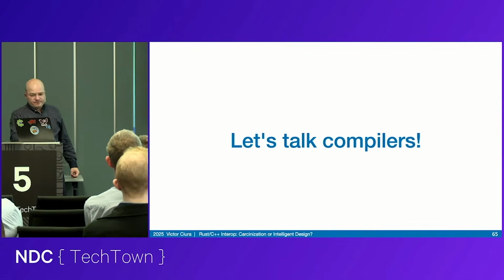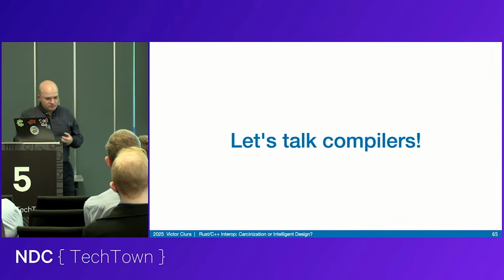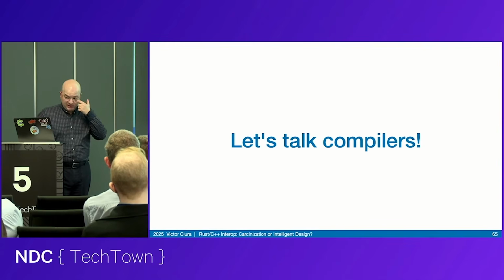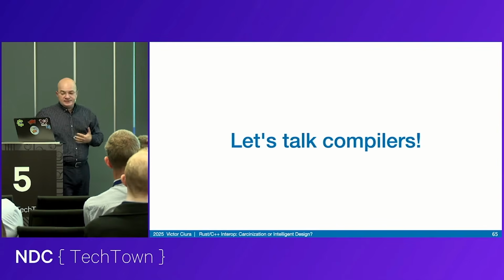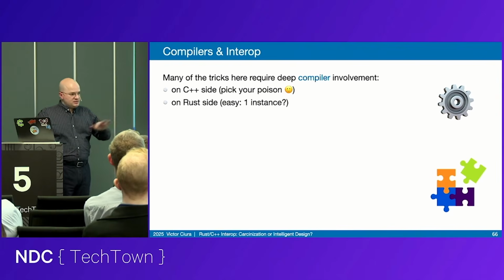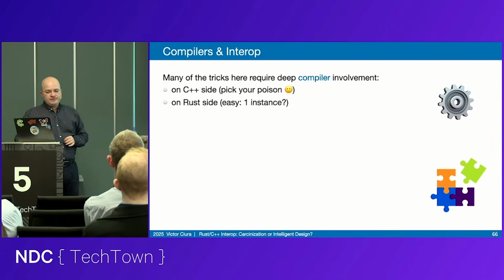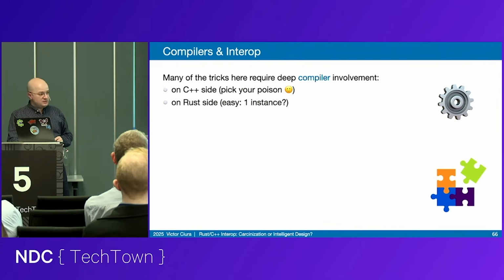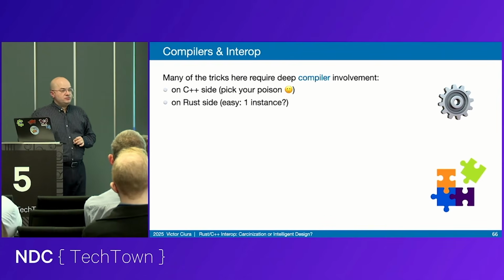And because this is very close to the work I do and what I care about, I need to talk about the compiler side of things. I work on compilers. So most of the tricks I showed here do require some kind of compiler involvement, right? On the Rust side, it's fairly easier. On the C++ side, it's a complicated story because it's very hard to get alignment on how compilers deal with this; the internal representations are very different.